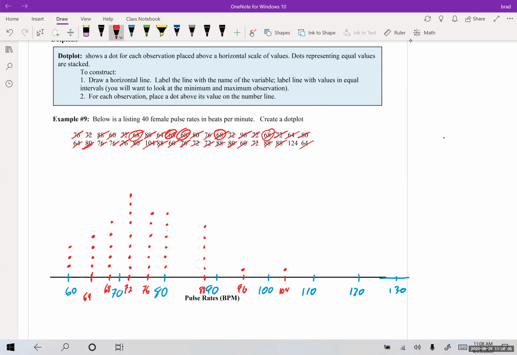So what do we got left standing still? It looks like just a 124, right? So then here's 124 over here, and we'll put 1 there. And I think that's everything. Yeah, I think that should be everything. So there is our dot plot.